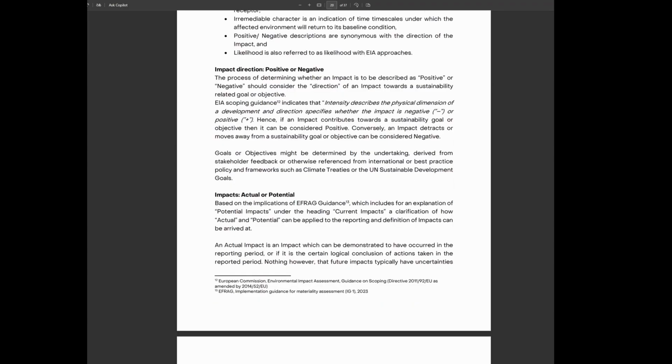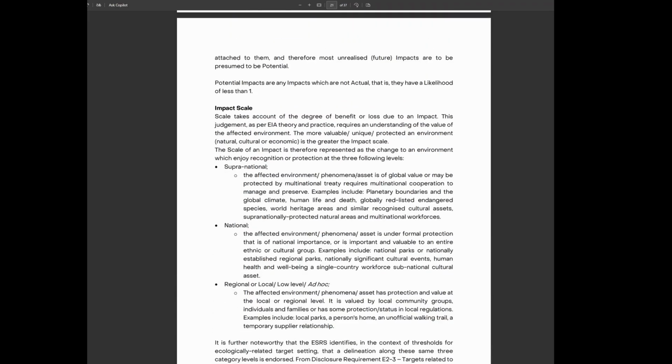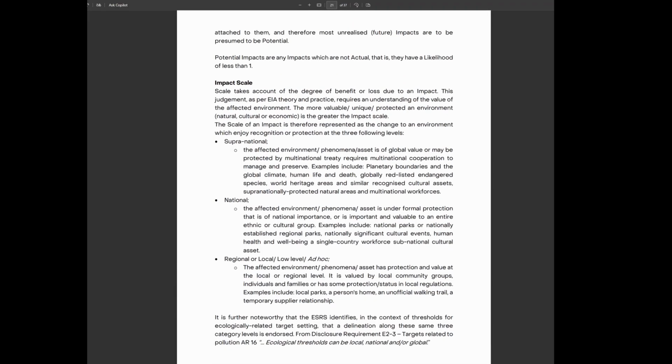Moving on then to the characteristics of the impacts. This is where it starts getting even more technical. We discuss a little bit about what positive and negative means. We look at what actual and potential mean. We cover our scale for scale, which is part of the severity test. And here we have a 3-point scale.